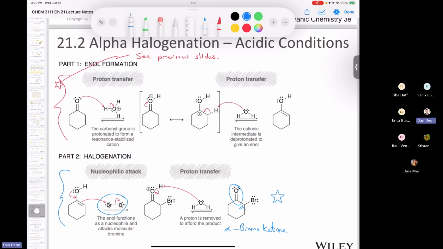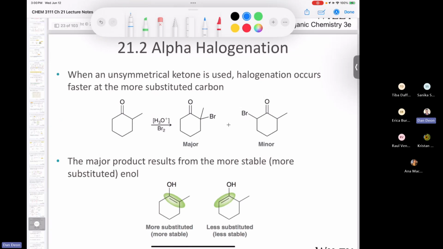All right, so now that we have that, let's take a look at alpha halogenation if you have an unsymmetrical ketone. That kind of ups the ante a little bit, makes it a little more interesting. So if you have an unsymmetrical ketone like this one here, you'd call this 2-methylcyclohexanone. Pardon my writing, but anyhow, 2-methylcyclohexanone. In that case, what do you end up with? You see that the bromine going to the more substituted position is your major product. And when it's in the less substituted position, it's the minor product.